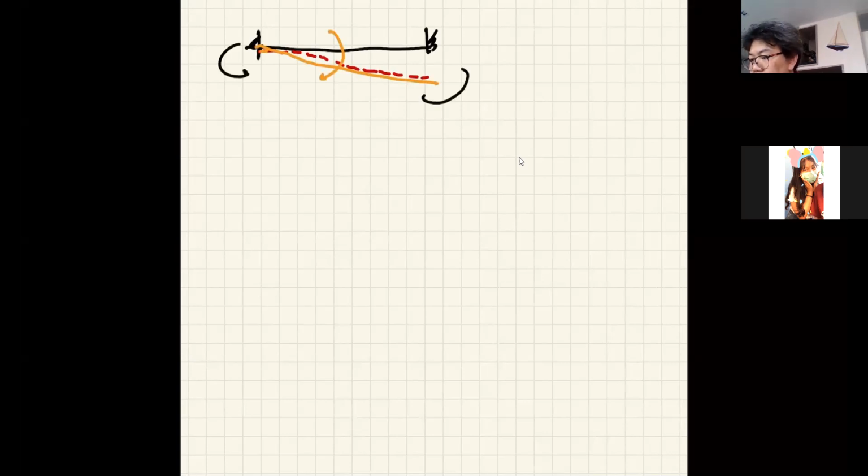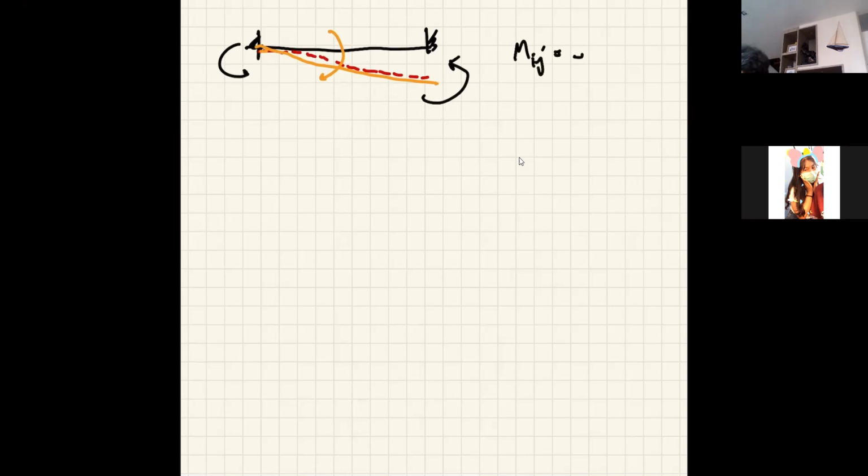So you see when you have the settlement. Okay, so let me focus on the settlement alone, right? If your member comes down like this, you see the whole picture is that your member is now moving in the clockwise direction. So you should have counterclockwise moment to resist it. Okay, and in this case, if you know the settlement, your Mij is simply equal to minus 6 EI delta over L squared.